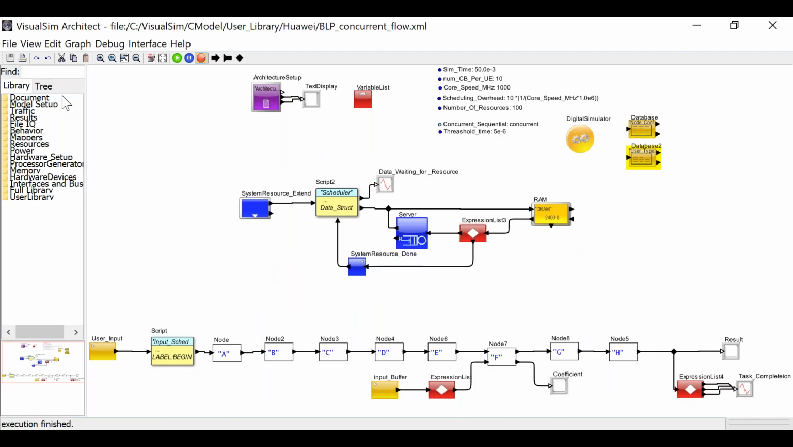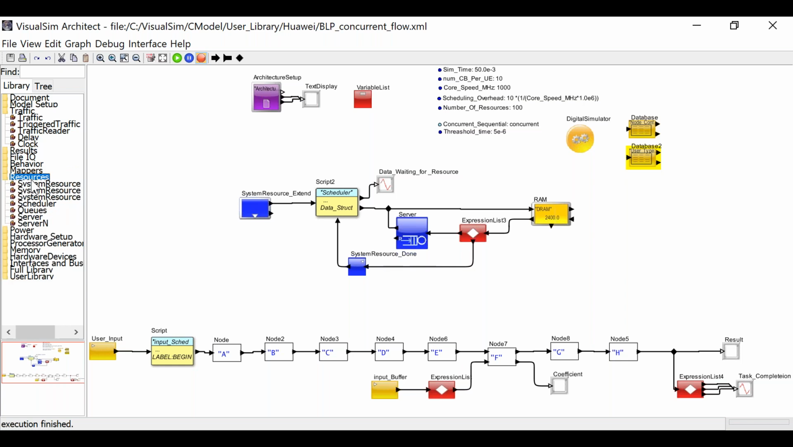So this is the VisualSim block diagram. As I mentioned before, we have a series of libraries, anything from traffic generators to resources, which can be queues or schedulers or server resources, and to power units like batteries and things such as those, all the way down to hardware and software components like RTOSes and buses and processors and memories and things like that.